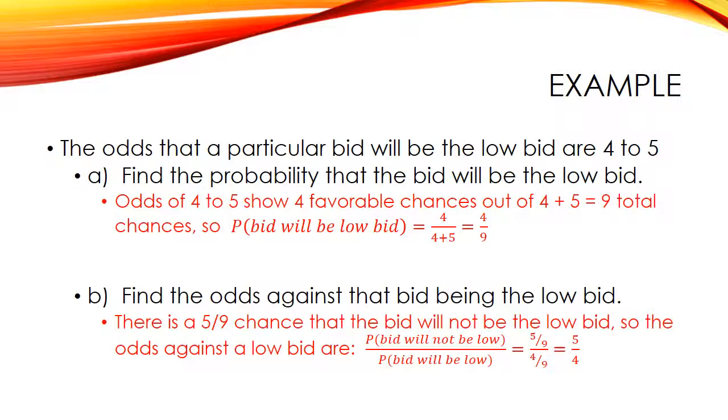There's a 5/9 chance that the bid will not be the low bid. We know that because we found earlier there was a 4/9 chance that the bid would be. So what's left is 5 out of 9. So the odds against are going to be the probability that it won't be the low bid over the probability that it will be. So 5/9 over 4/9, which gives us the odds of 5 to 4.